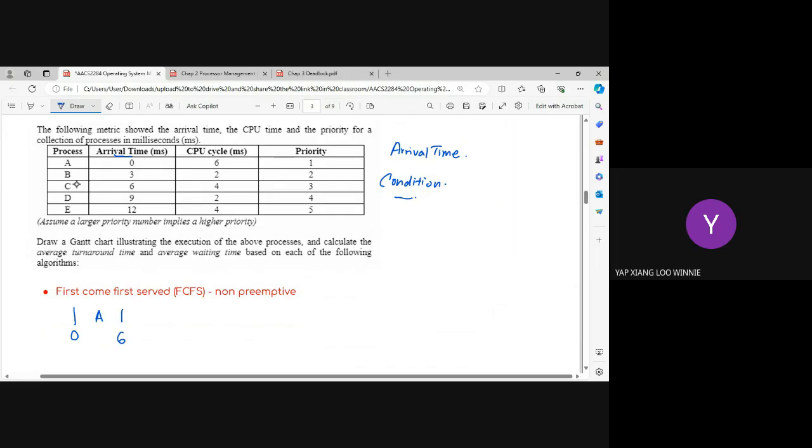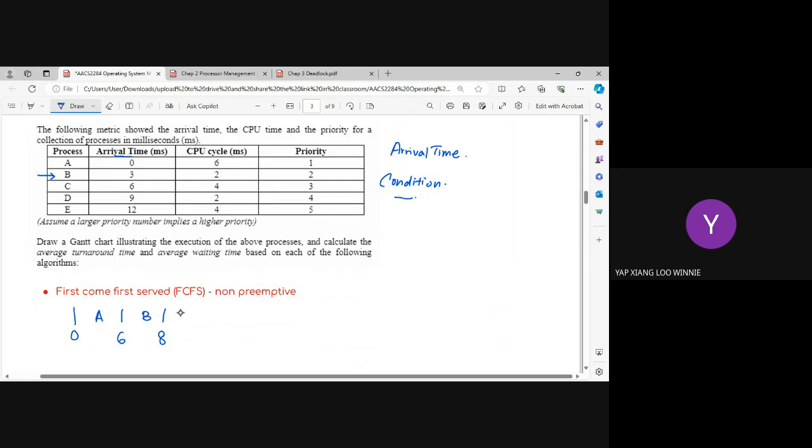So imagine at 6 milliseconds, you have process B and process C arrived already. So who should you process next? Is it B or C? Definitely we go for B because this is a first come first serve algorithm. Who came first? B came first, then only C. So no matter what, in the queue I have 2 jobs, but I'm definitely going to process B. Now, B has a CPU cycle of 2, so we let it process for 2 milliseconds, until 8.